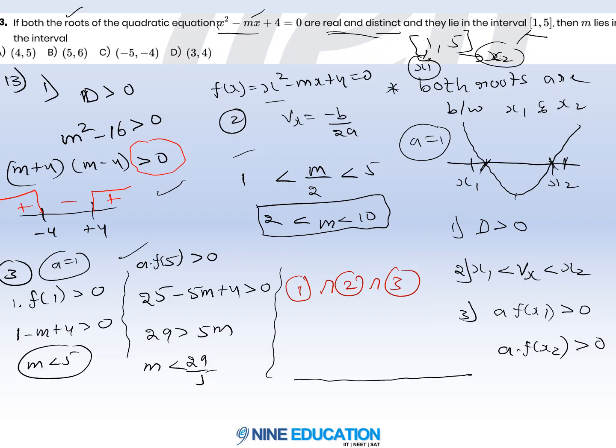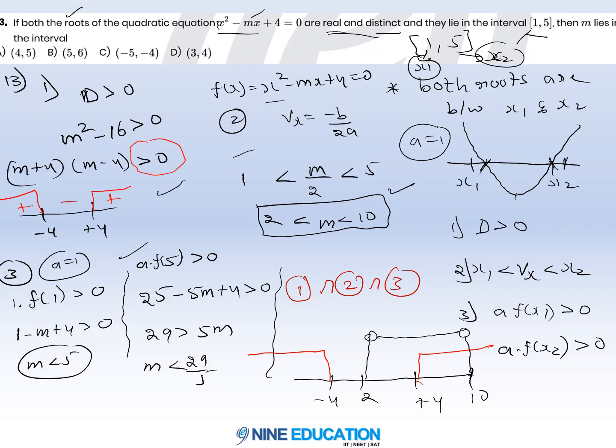On the same plot, let's mark all these given conditions of m. So critical points are minus 4 and plus 4 from the first case. So m should be greater than 4 or less than minus 4. Next, from the second condition, m can be between 2 and 10. So 2 will be somewhere here, 10 somewhere here. So m will be between 2 and 10. Both are not included. 2 is not included, and 10 is also not included.